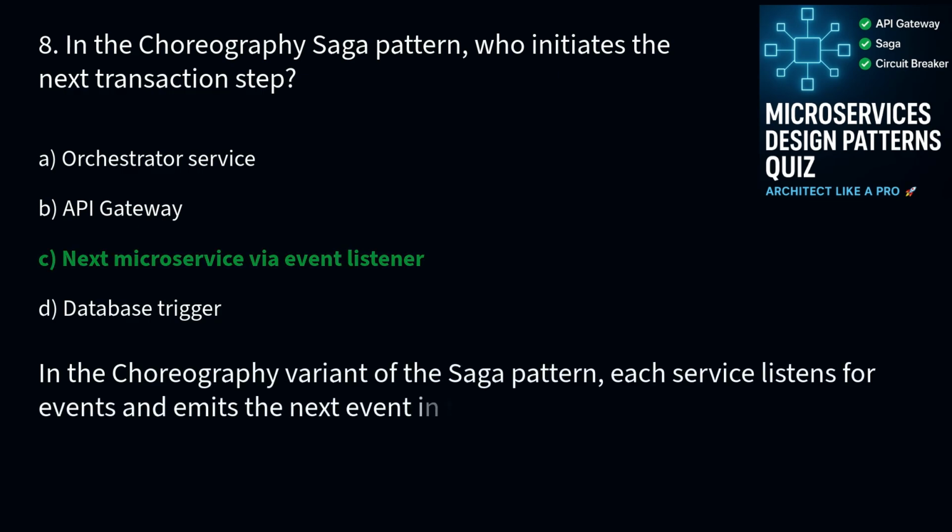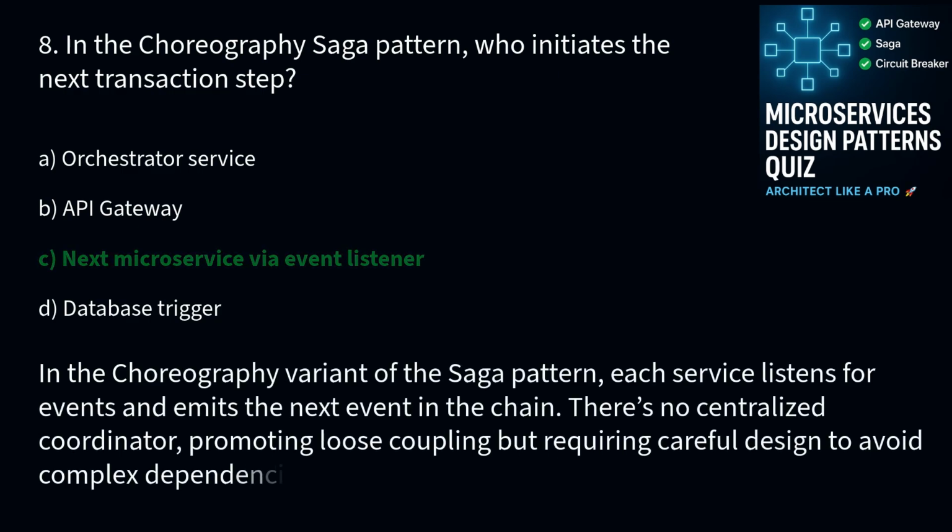Choreography, Saga. In the choreography variant of the Saga pattern, each service listens for events and emits the next event in the chain. There's no centralized coordinator, promoting loose coupling but requiring careful design to avoid complex dependencies.